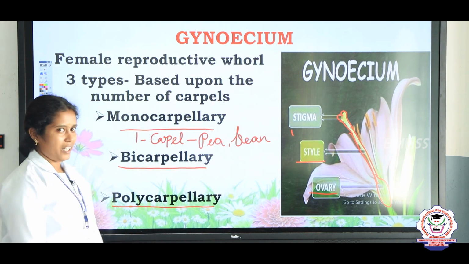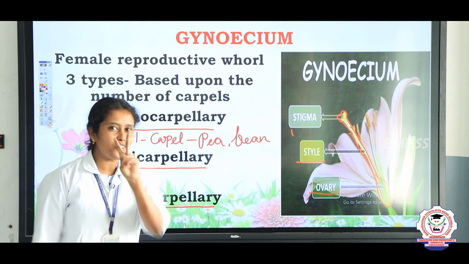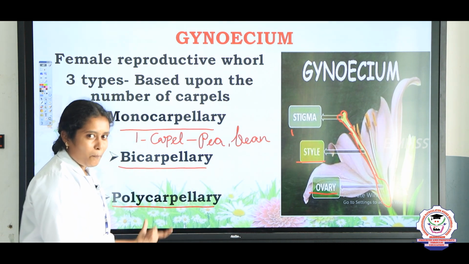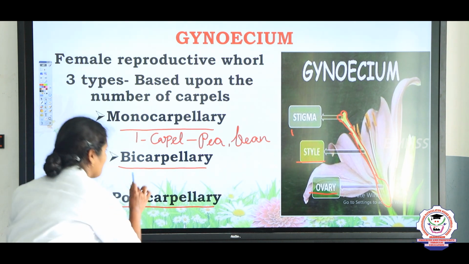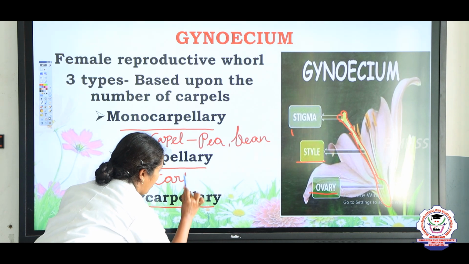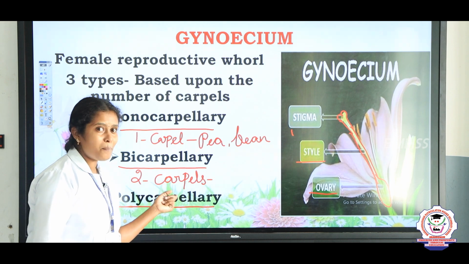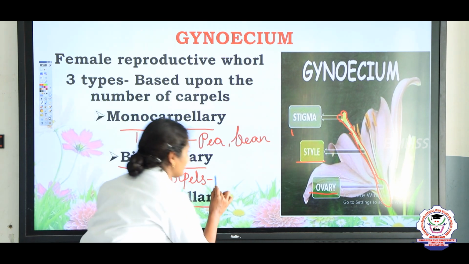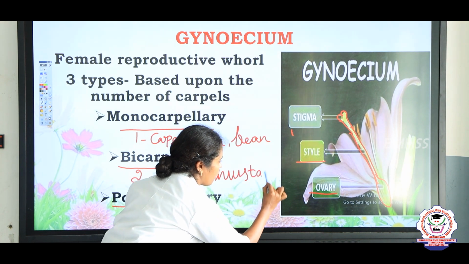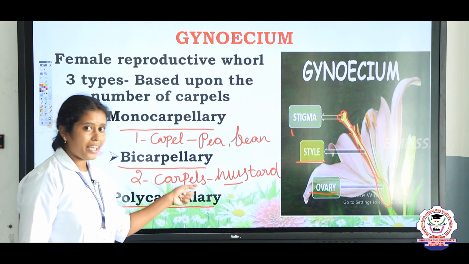Okay, and the next type, bicarpellary. Bi means two, which is composed of two carpels. So, here it is composed of two carpels, C-A-R-P-E-L-S. What is the example of bicarpellary? Yes, this is mustard flower, M-U-S-T-A-R-D. Okay, mustard flower.